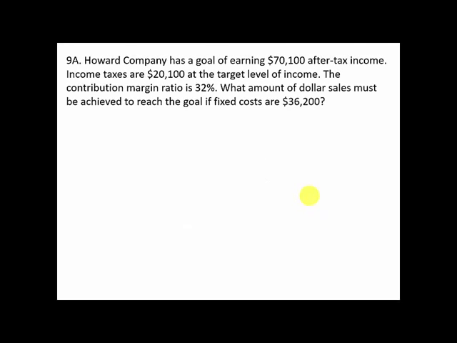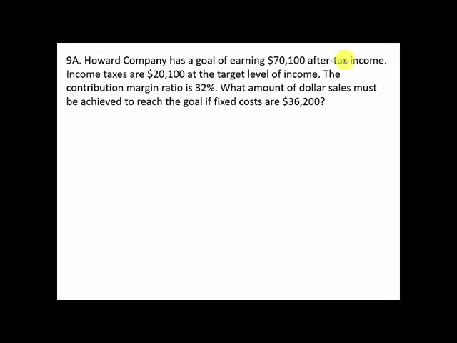Number 9A. What amount of dollar sales must be achieved to reach the goal if fixed costs are $36,200? Howard Company has a goal of earning $70,100 after-tax income. If it's after-tax income, all these problems we've been doing, it was pre-tax net income. And now our goal is expressed in something called after-tax income. So we got to convert that after-tax income to a pre-tax income number, dollar amount.